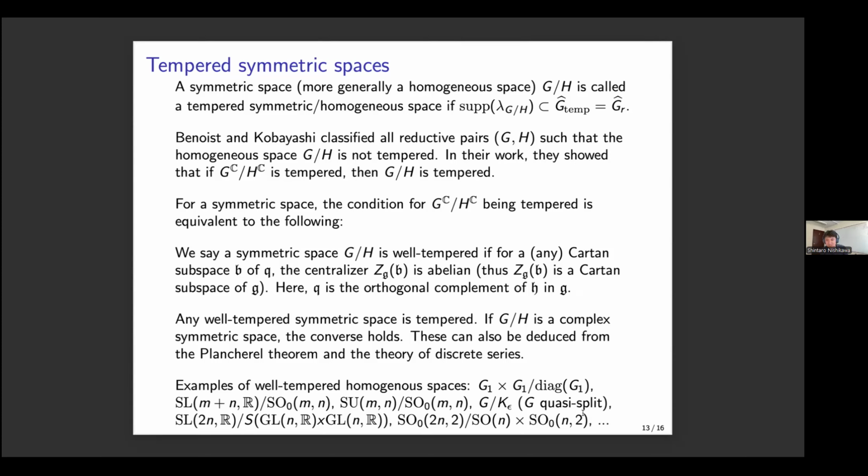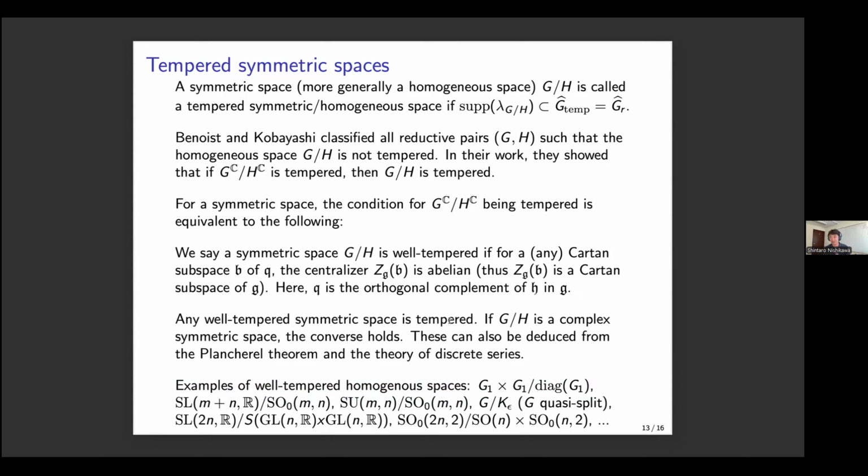And I just wrote down examples of well-tempered homogeneous spaces. So it contains the group case. You can check. Also, SL(m+n) mod SO(m,n), SU(m,n) mod SO(m,n), and so on and so forth. What I want to tell you is that this condition is very easy to check. You take a complement of h, take any maximal abelian subspace, and then take its centralizer. If it's abelian, it's tempered. If not, it's not.